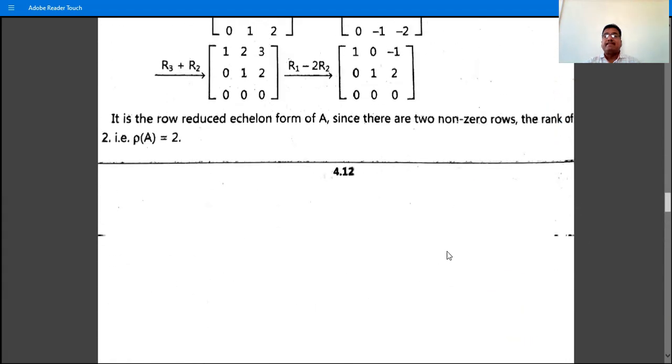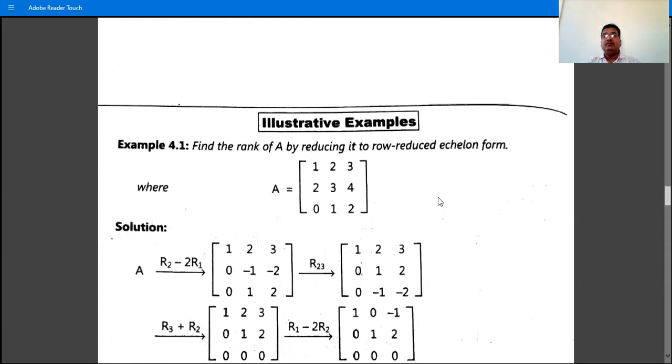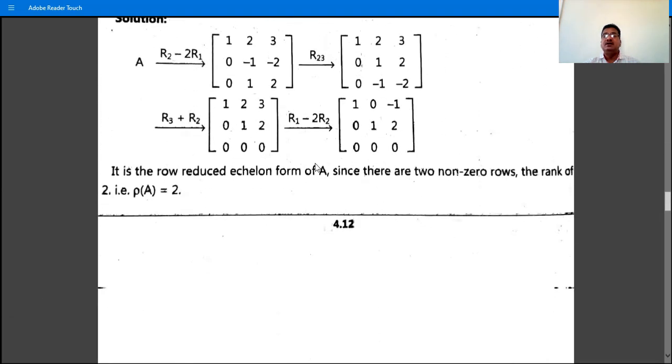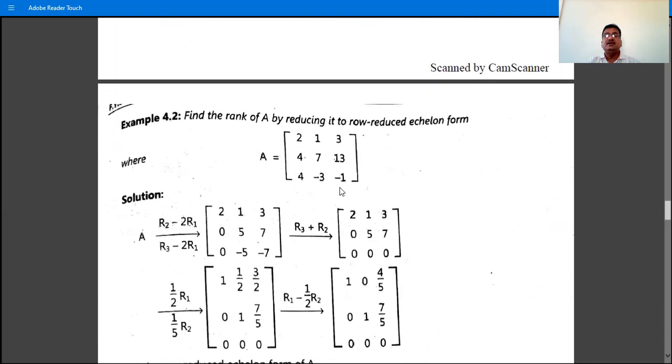So by reducing the matrix to row echelon form or reduced row echelon form, we can find the rank of the matrix, that is just the number of non-zero rows in that matrix. So this is the reduced row echelon form. Since there are 2 non-zero rows, the rank of A is 2. So either reduce the matrix to echelon form or reduced row echelon form, and just count the non-zero rows; that is the rank of the matrix.